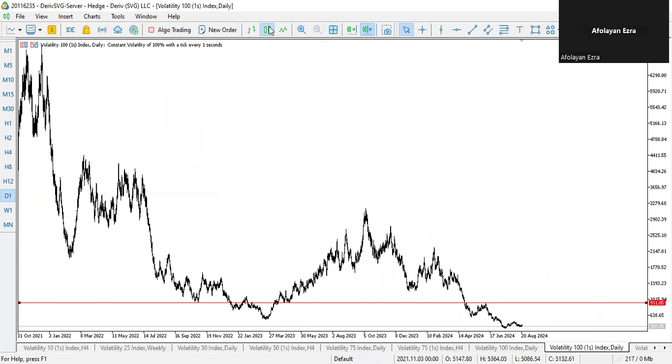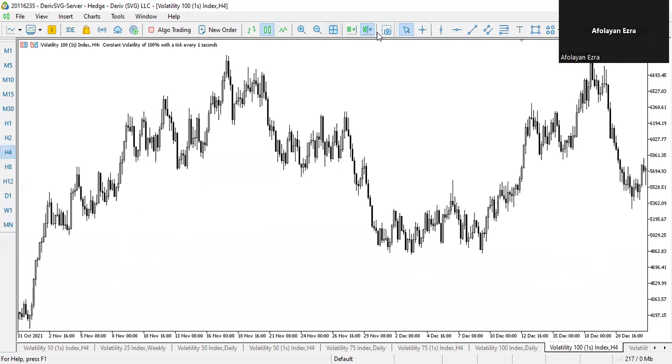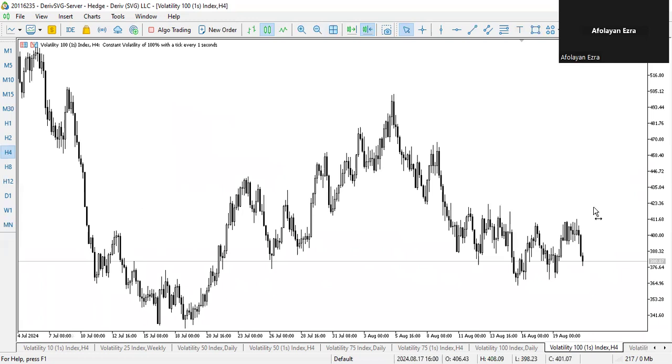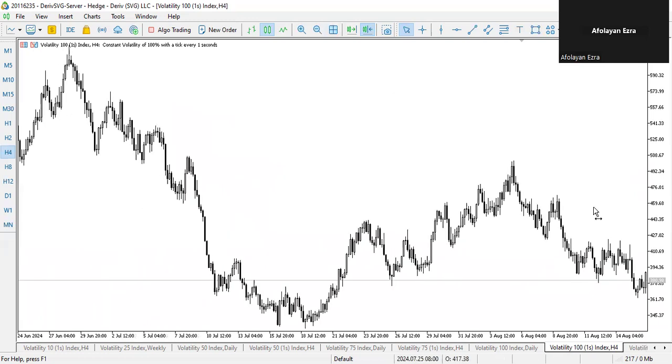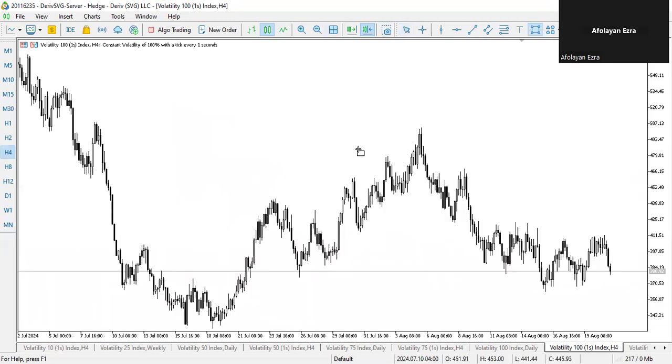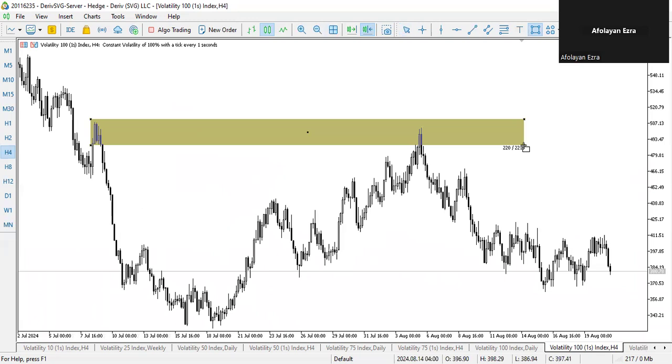Let me go to H4 and see what H4 is saying. So this H4, wow. H4 has already even given us a sell entry, so it would have been a very good thing to have sold from here. I think I missed this information. So this is a high, a low. Price is supposed to come and take this low. So I'm not looking for a buy on this asset. I'm just looking for a sell until this low is cleared.